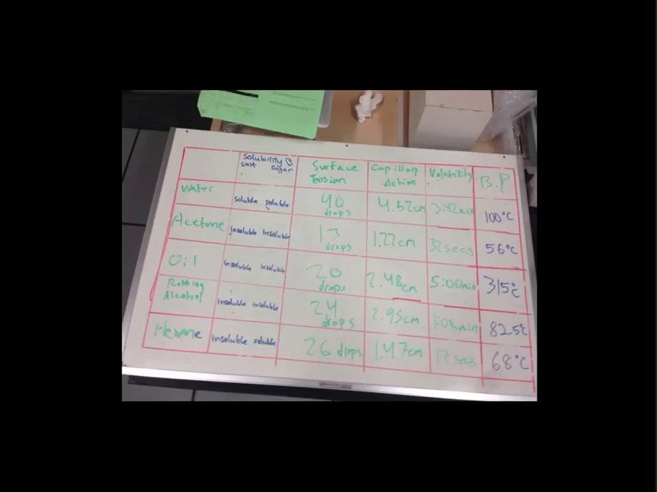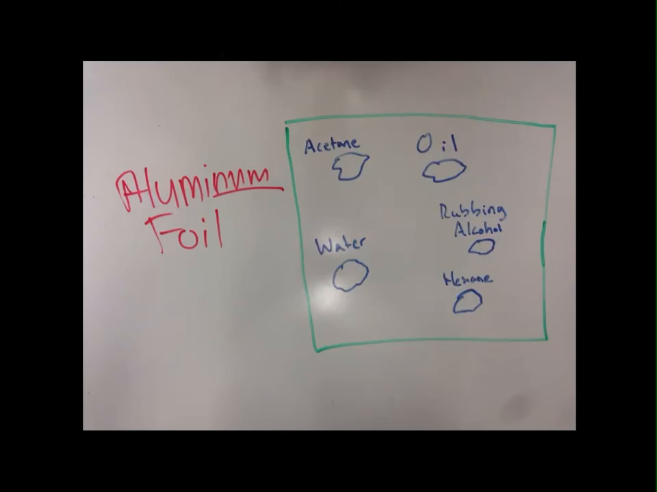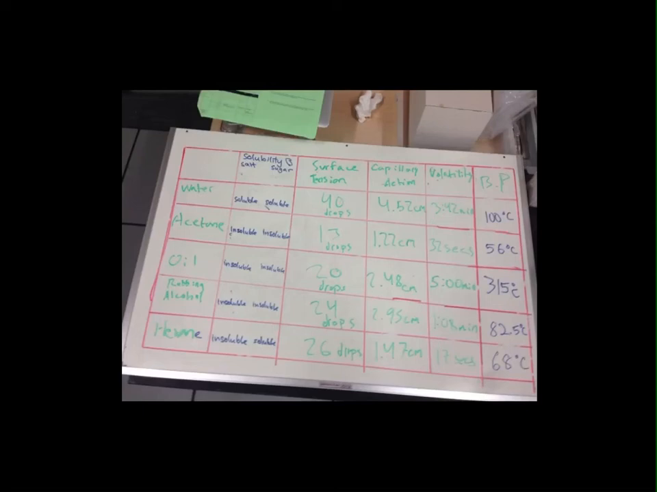The next test was a test of volatility, and what we did was wrap an aluminum foil on top of a hot plate. We drew a 5 cm radius circle on the aluminum foil and put the 5 solutions along the circle separately, and then we would start the hot plate and start the timer and see how long it'll take for each solution to evaporate. So oil took the longest with 5 minutes and hexane took the least with 17 seconds.